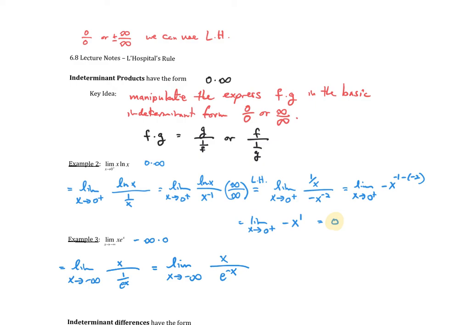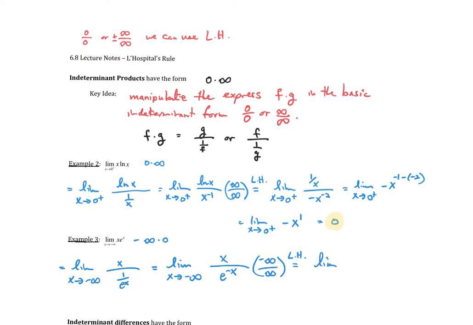And what happens when I plug in negative infinity now? Well, the numerator goes to negative infinity. The denominator is going to be e to the negative x. That's e to the infinity. e to the infinity is infinity, so we get infinity over infinity. This means I can use L'Hopital's rule. So I put an equal sign with a little LH there, and then now I calculate my limit.